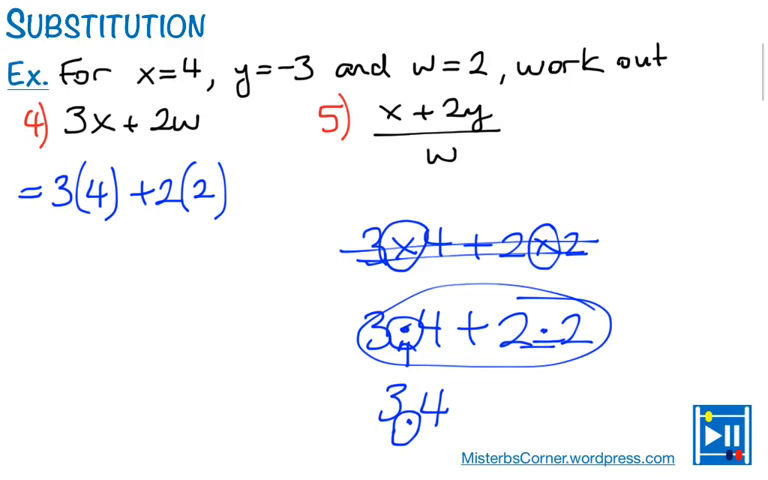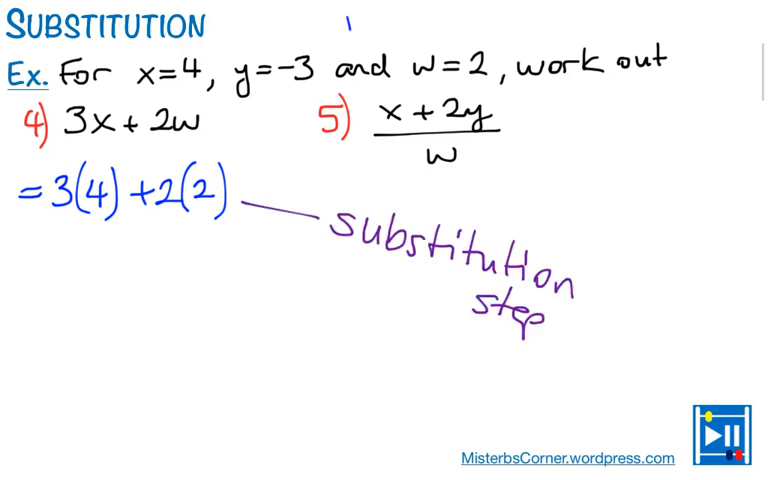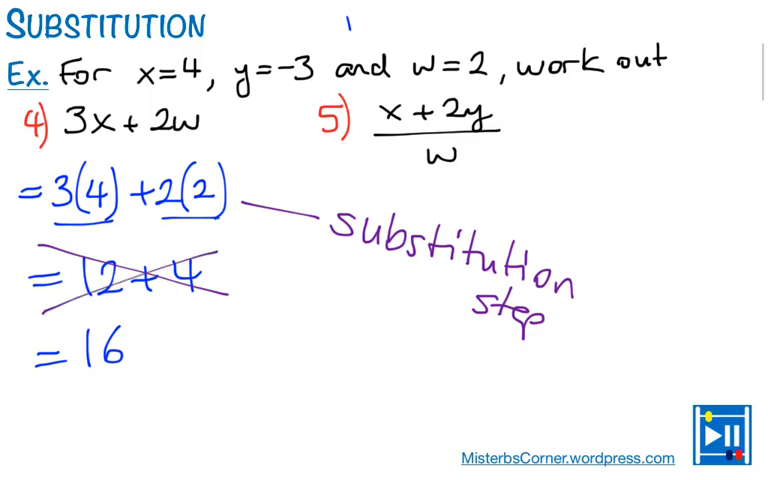But regardless, you will see that the first step you should do is called the substitution step. This step is key in your work, all right? After this, it doesn't matter whether you show that it's 12 plus 4, 3 times 4 is 12, 2 times 2 is 4, and then you write 16. If you want, you can skip this step. That is fine, all right? But you have to show this substitution step where you substitute the values of the unknowns, right?